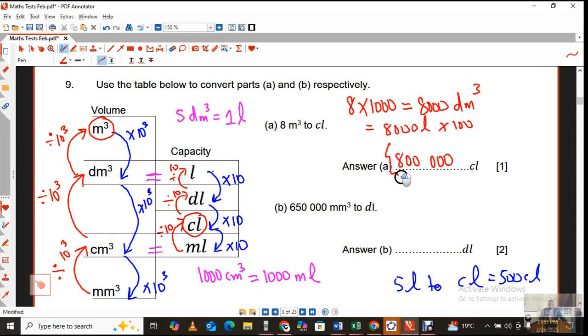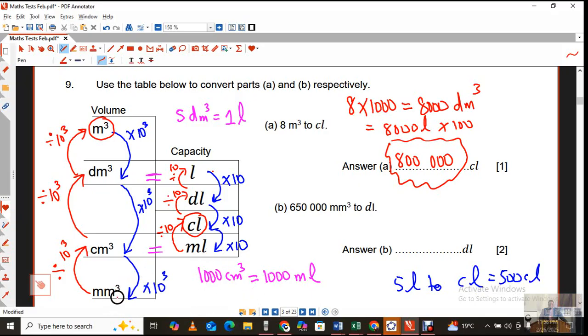And that is going to give me 800,000 centiliters. Okay, so when you are moving between the different units, from volume to capacity, you have to find where they sort of are equal, and then you do the change from there. Okay, so they are equal at these two instances, and that is why you should remember that. Okay, let's do it the other way around.